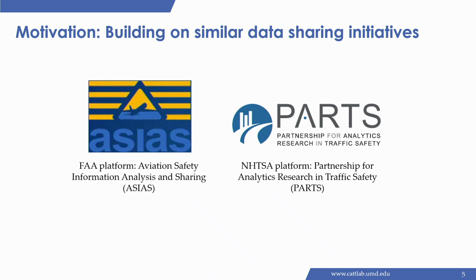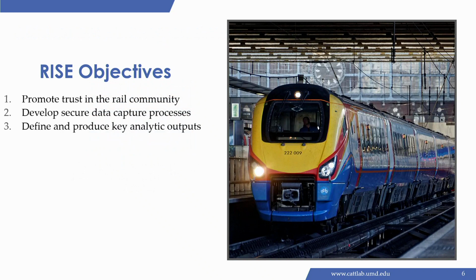More recently, there's the Partnership for Analytics Research and Traffic Safety, which is another data sharing program where the auto manufacturers started sharing some of their connected and automated vehicle data with each other so they can get richer insights on those cutting edge technologies. So FRA wants to follow suit and do that in the rail industry.